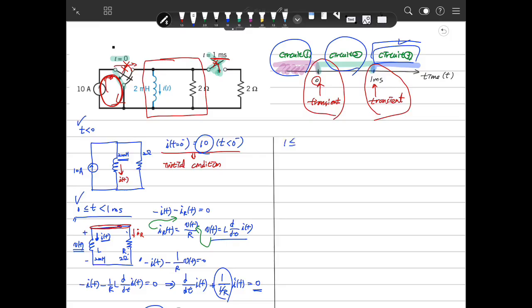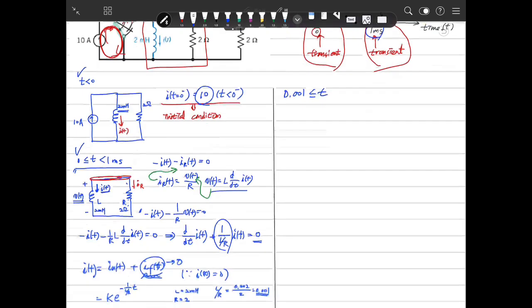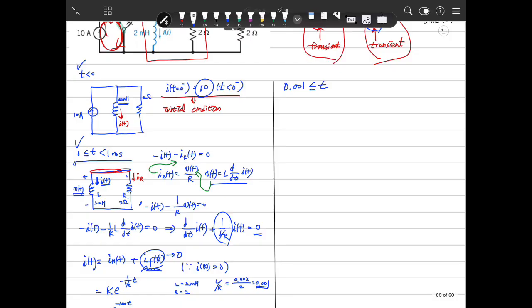So we will discuss about the circuit at 0.001. Then what is the initial condition? That will be 1 millisecond is the initial condition. So, what is the circuit? In here, before t is 0.001 minus, the circuit looks like this.